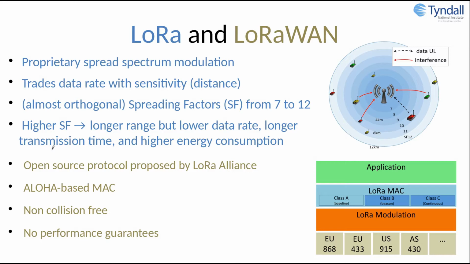On the other hand, LoRaWAN is an open protocol proposed by the LoRa Alliance and makes use of the LoRa physical layer. It adopts a pure Aloha MAC, which means that collisions may happen. And as a consequence, it does not have any performance guarantees.